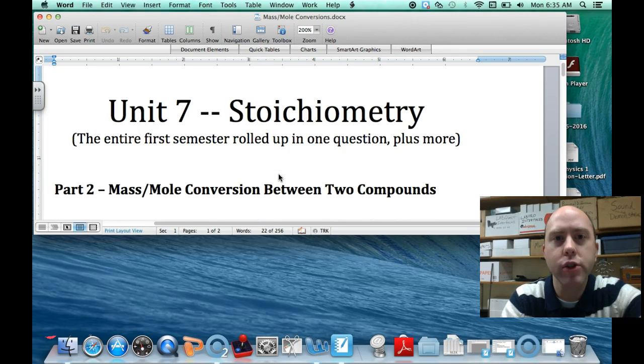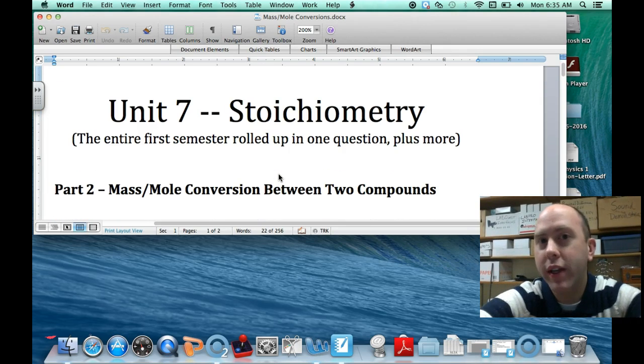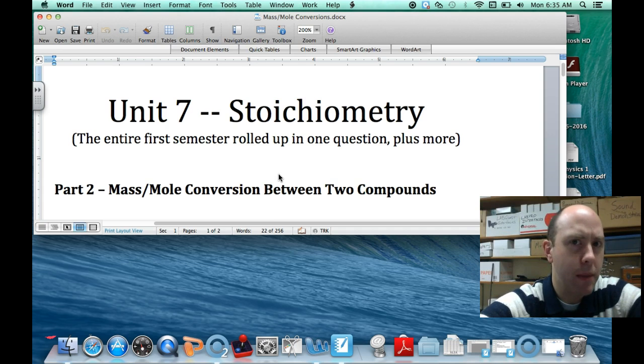Hey, and welcome to part 2 of everyone's favorite topic, stoichiometry, which I like to call the heart and soul of chemistry. For this one, we are going to look at changing mass to moles and moles to mass of two totally different substances. Now, first semester, we did mass to moles and moles to mass of the same substance.